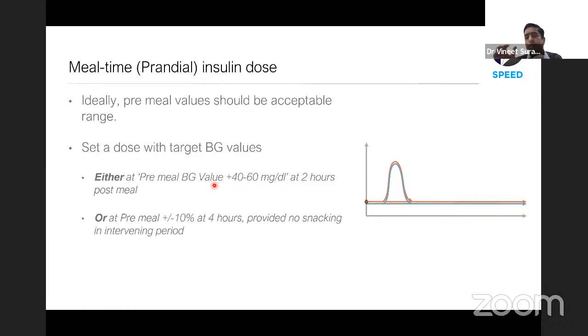So this is the expected rise you see: whenever we eat, our blood glucose goes up by 40 to 60 points after 2 hours, or we take a pre-meal value plus or minus 10% at 4 hours, provided there is no snacking in the intervening period. So it's possible for a slightly older child, but for a very young child, keeping them hungry for 4 hours sometimes becomes really difficult.